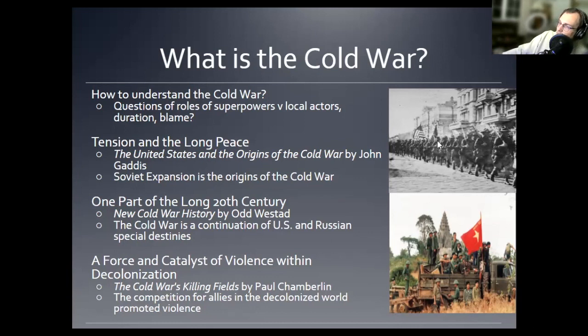In addition to that, while this Cold War is usually viewed as a time of peace, if not a time of tension, other historians taking a more global view of it say, no, actually, it was a very violent time, in part because decolonization is intimately linked with the Cold War, and the fact that so many decolonizing states sought power or aid or assistance from the Cold War powers was a source of violence and a source of bloodshed. And in his book, The Cold War's Killing Fields, Paul Thomas Chamberlin points out that this competition for influence in the decolonizing world promoted a massive wave of violence that killed around 14 million people when it was all said and done.